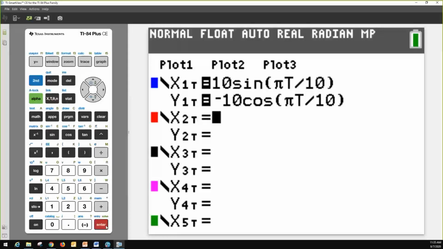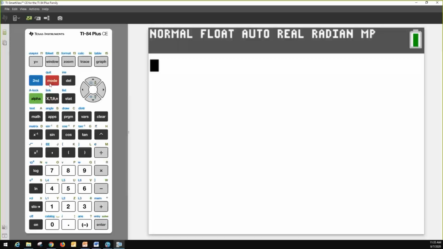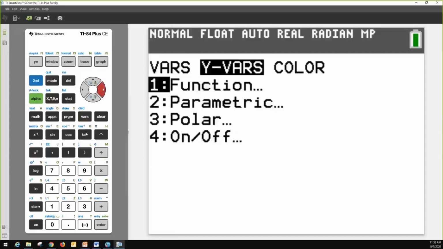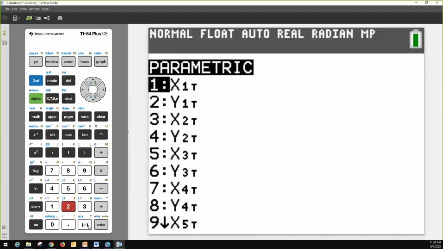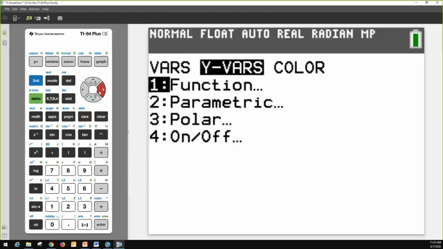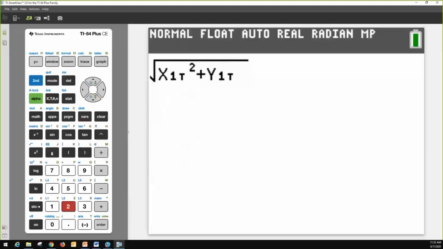And I want to check the distance and show that that distance is constant. So I can simply do this, the square root of, and I can pick up my variables, my x variable, or rather the parametric variable, x1, and I'll square that. And I also need to put in my y value. And I'll square that.